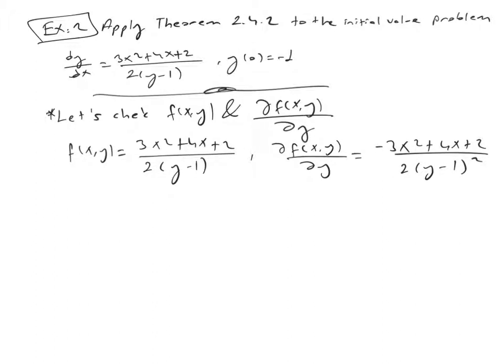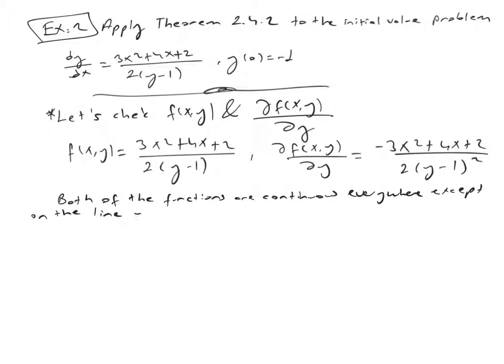Both of the functions are continuous everywhere except on the line y is equal to 1. Let's write it down. Both of the functions are continuous everywhere except on the line y is equal to 1. Consequently, a rectangle can be drawn about the initial point 0, -1 in which both f and df over dy are continuous. Let's write it down.